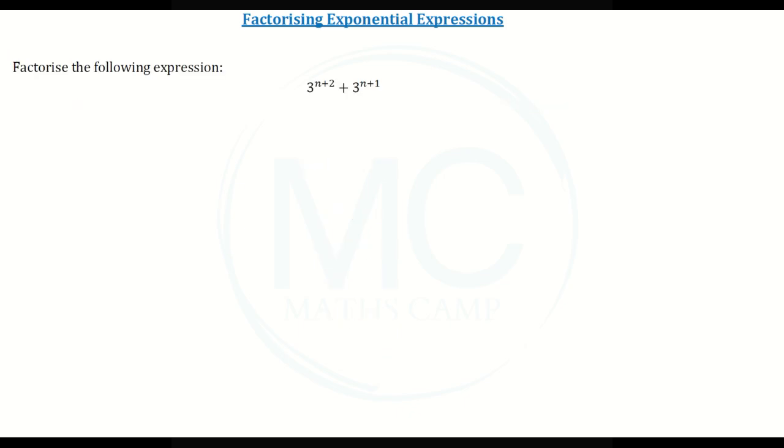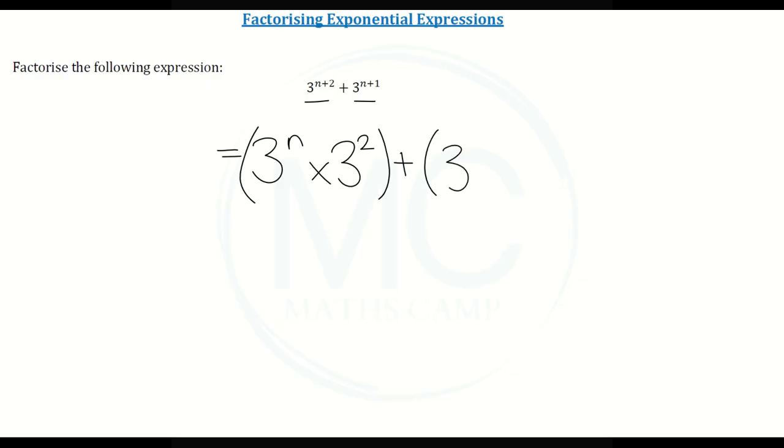Let's make some space and look at another example. 3 to the power of n plus 2 plus 3 to the power of n plus 1. Let's start by splitting up our exponents. And we're going to have 3 to the power of n multiplied by 3 to the power of 2. Let's put this into a bracket, plus 3 to the power of n. Then we have plus 1, so we multiply by 3 to the power of 1.